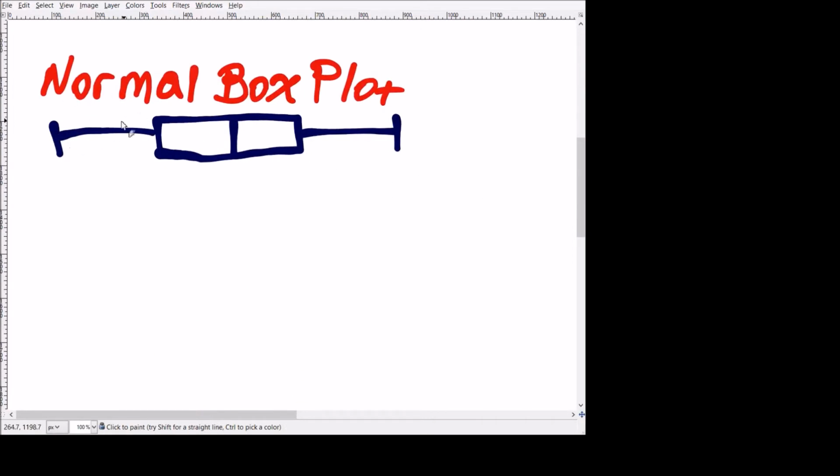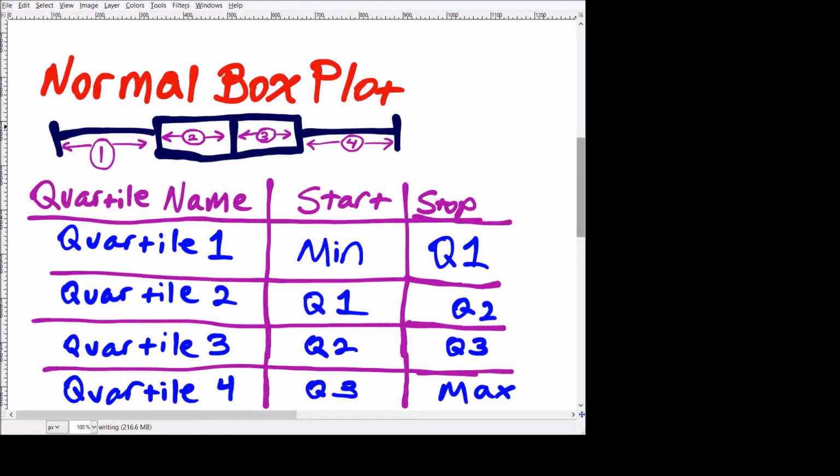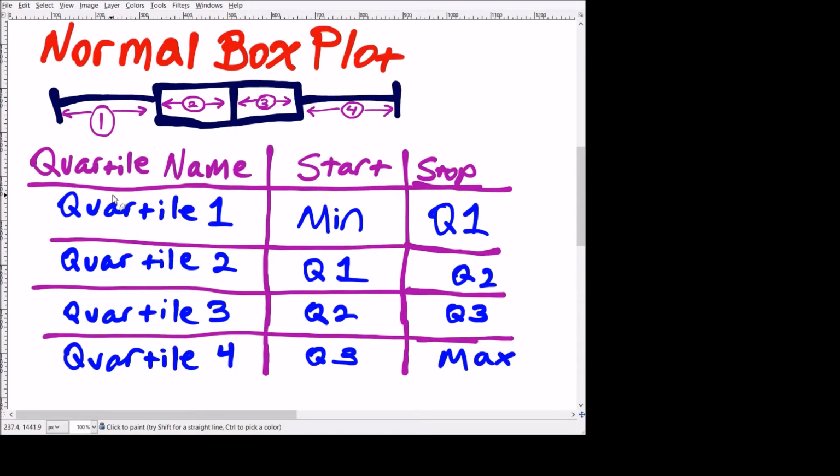Now, taking a look at how this applies to a normal box plot, we have to remember that a box plot will be divided into four main sections. Those sections are based on where the minimum, quartile 1, quartile 2, quartile 3, and the maximum are. The four different sections that we'll be focusing on are going to be quartile 1, which starts at the minimum and goes all the way up to Q1. Then you have quartile 2, which starts at Q1 and ends at Q2. You also have quartile 3, which starts at Q2 and ends at Q3. And then you have the fourth quartile right here, which starts at Q3 and goes to the maximum.